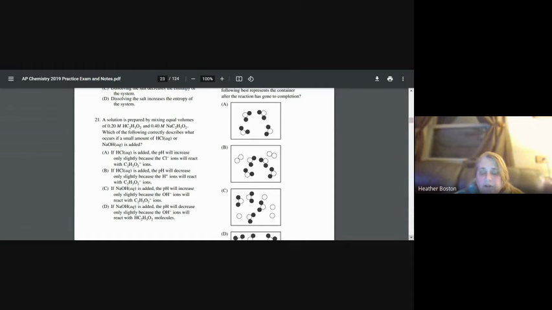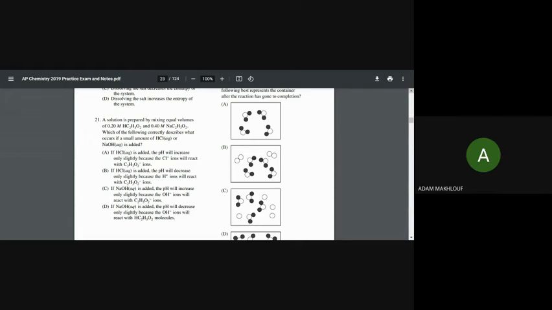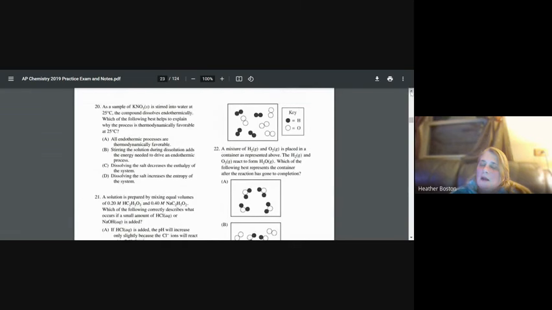So this is a great one. Even if you didn't know anything about buffers, you do know that cations react with anions. You do know that pHs of acids are low, pH of bases are high. So even if you had no idea what was going on, the only one that makes sense is B. Even though you don't know what's really going on in that problem, can you see how you could eliminate answers that don't make sense? Okay, let's go up to 22.